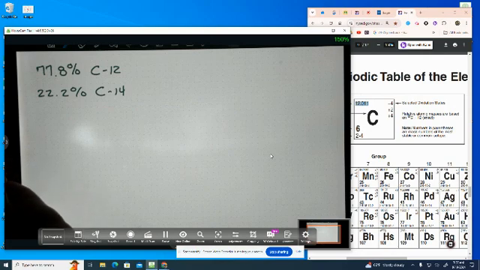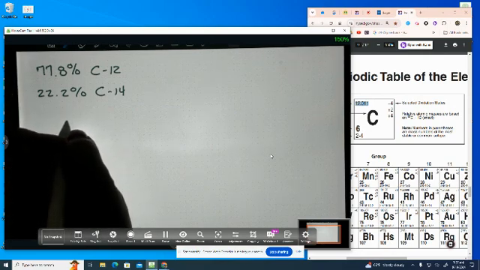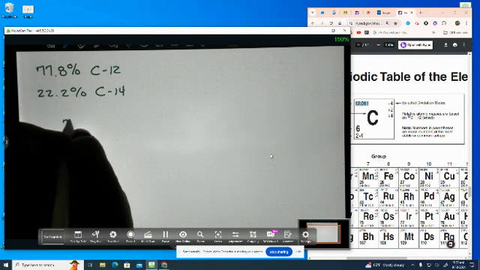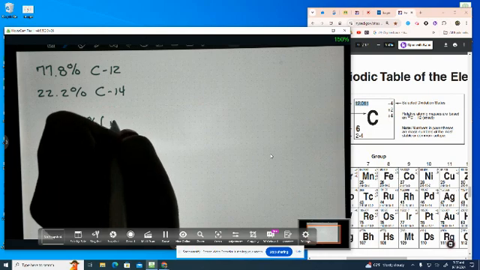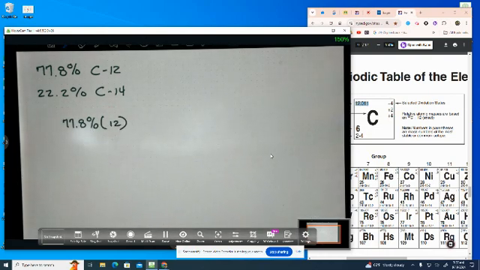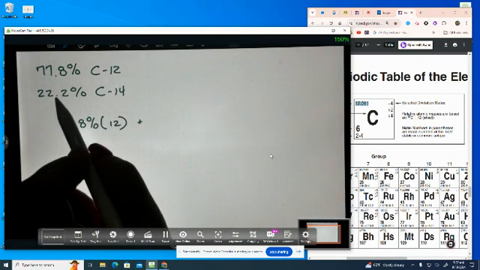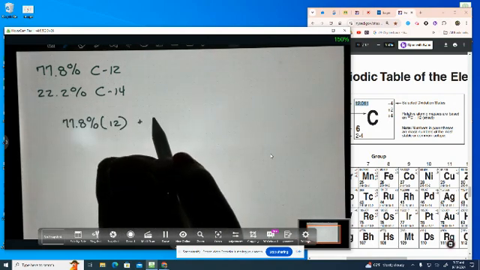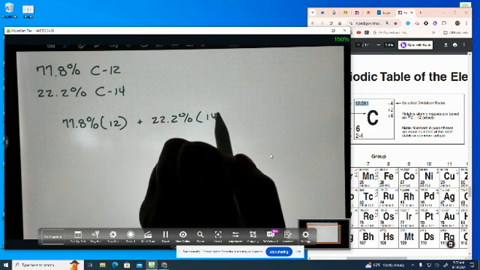Okay, this is what we're going to do. We're going to take the percentage, which in this case is 77.8%, and we're going to multiply it by its mass, which is 12. And then we're going to do the same thing for the next one, but we're going to add them together. So 22.2% times 14.